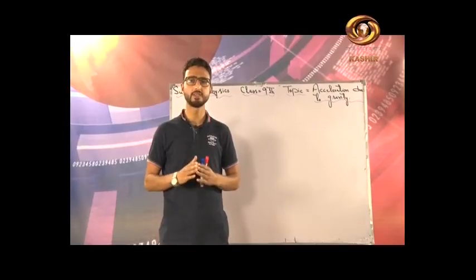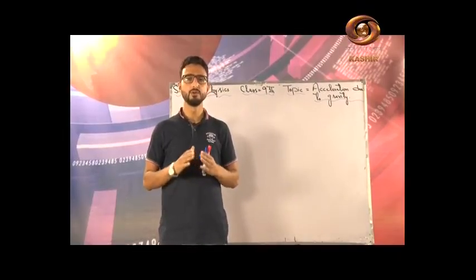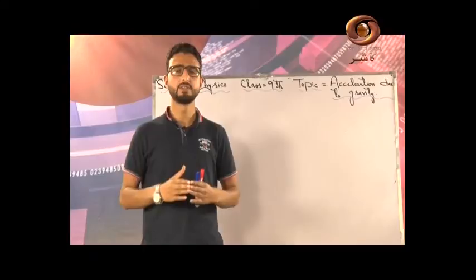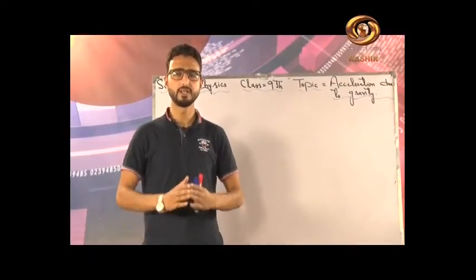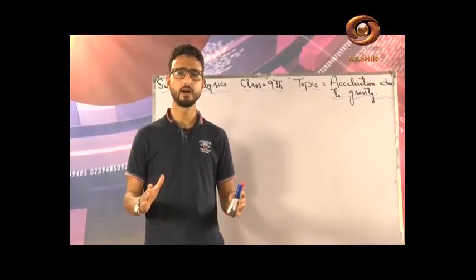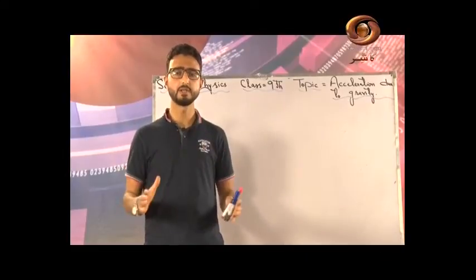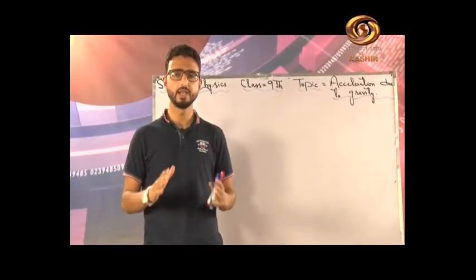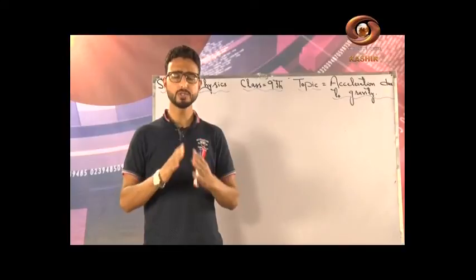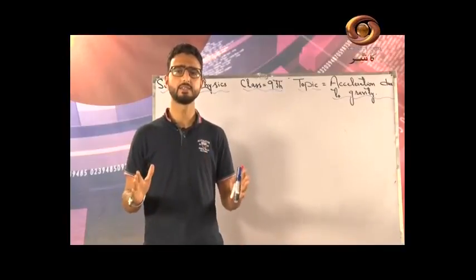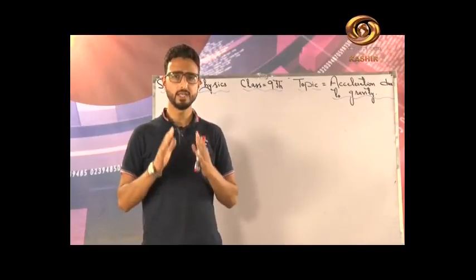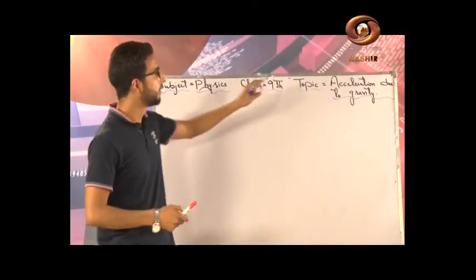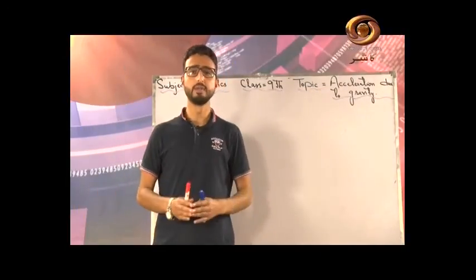This is a Class 9 topic from the chapter Gravitation. Before this topic, we have already discussed the universal law of gravitation, the expression F equals G m1 m2 divided by r square, and then the characteristics of gravitational force. And what we are going to study now is acceleration due to gravity.